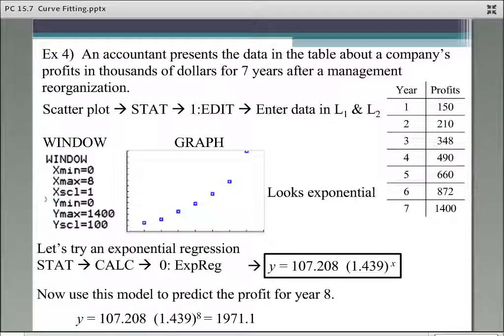Remember though that the problem says that the profit is in thousands of dollars. So that means it's 1,971,000. And so that means the profit, ooh, I want to join this company. Profit is $1,971,000.